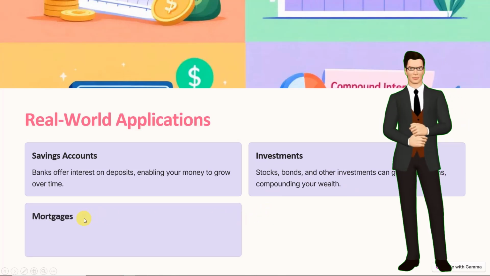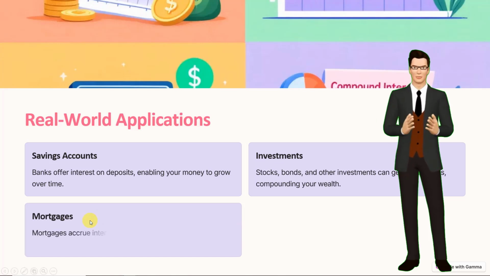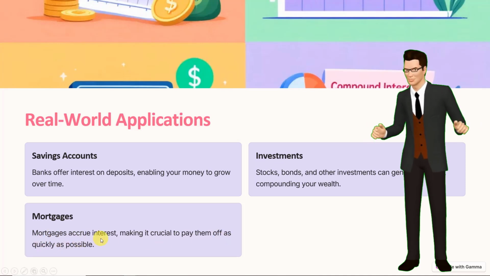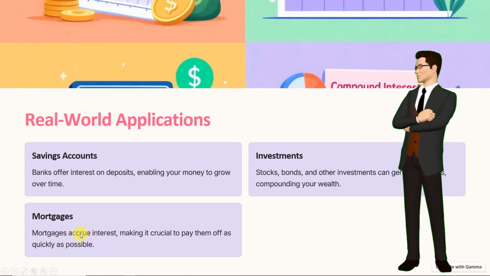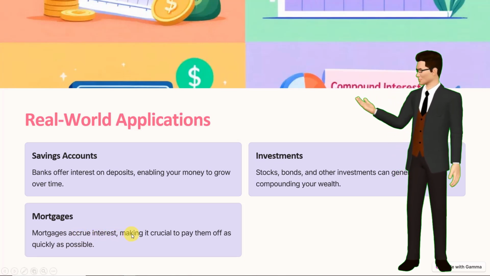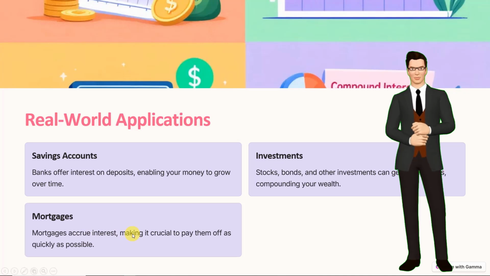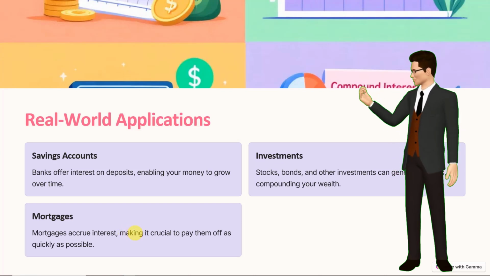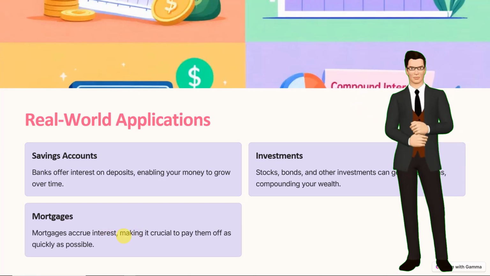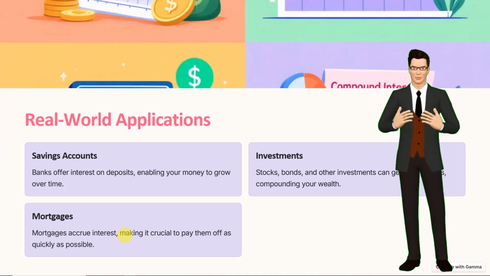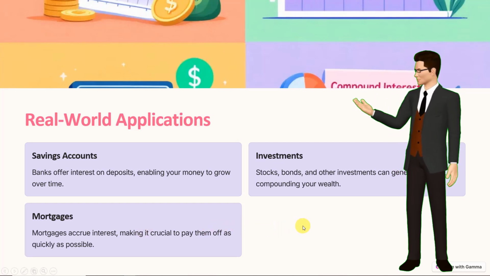Righto, and something else. Mortgages, that's if you buy a house. They normally accrue interest, making it crucial to pay them off as quickly as possible. Now guys, if you buy a house over 30 years, and the bank tells you you must pay, let's say, $2,000 a month on your house, and you go and pay $2,100, you cannot believe how much you'll be saving over the 30 years that you're supposed to be paying your bond. Guys, your saving will just be immense. You just can't imagine how big your saving is going to be. Right, and let's have a look at something else.